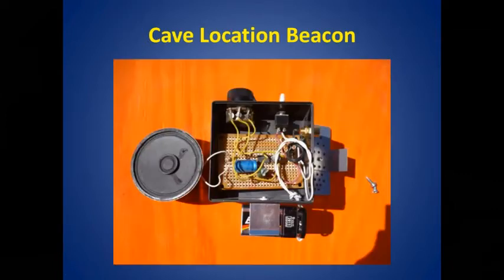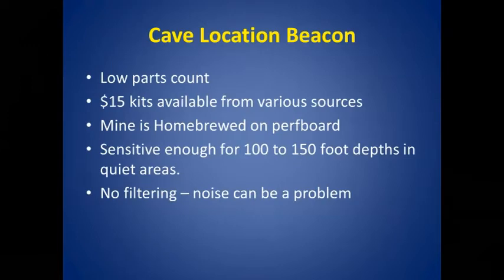Here's one that I built on a piece of perf board. This is my original circuit, and I've used this on many low depth cave locations. It's got a very low parts count, about $15 in kits if you buy it from various sources. Mine was homebrewed on perf board. It's sensitive enough for 100 to 150 foot depths if you're in a very quiet area. It doesn't have any filtering, so noise can be a problem for this one.